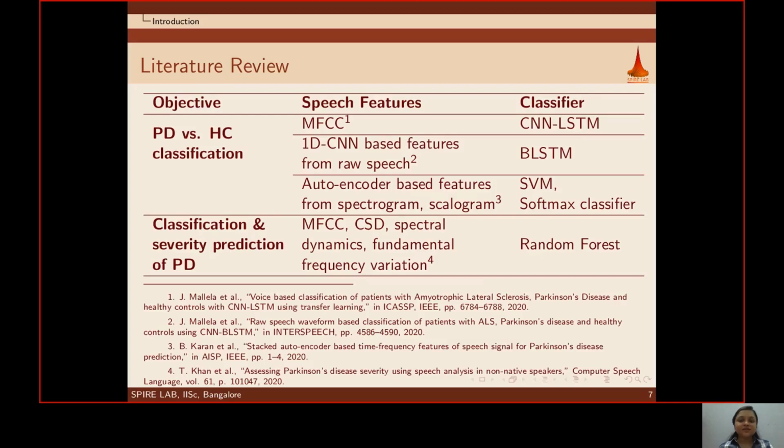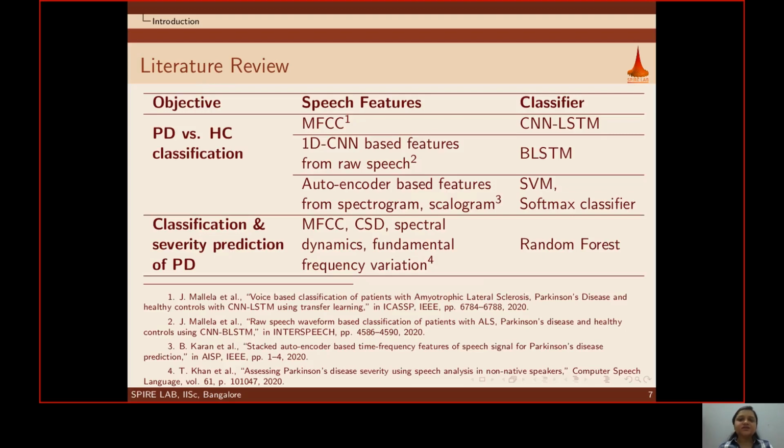Several speech cues have been studied in the literature for this classification task. For example, MFCC has been used with a CNN LSTM classifier. Raw speech waveforms have been used to learn representations using CNN, and the representations are used for performing the classification using BLSTM. Representations have also been learned from spectrogram and scalogram of speech using an autoencoder. Subsequently, classification is performed using SVM and softmax classifiers.